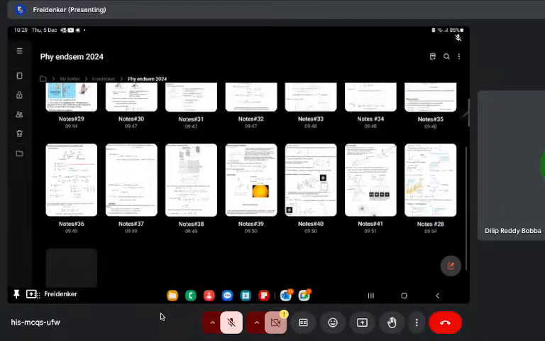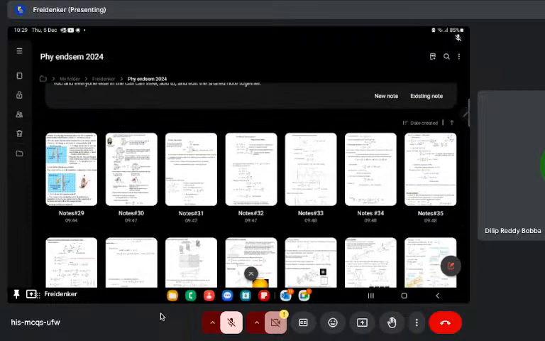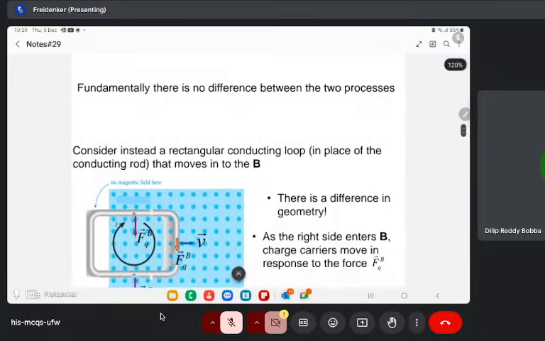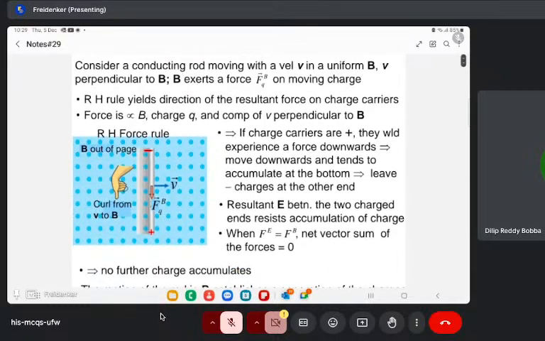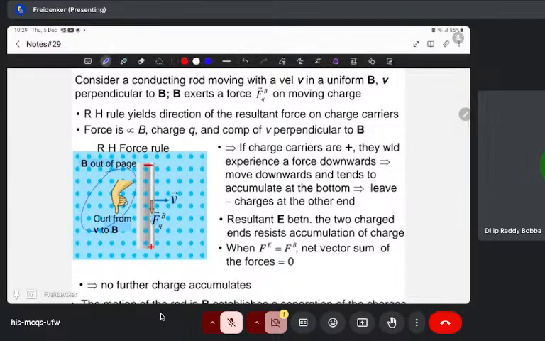Where is this? Okay. Okay, we've seen this. This person is using the normal right hand rule, I think. Oh, this is the other version.